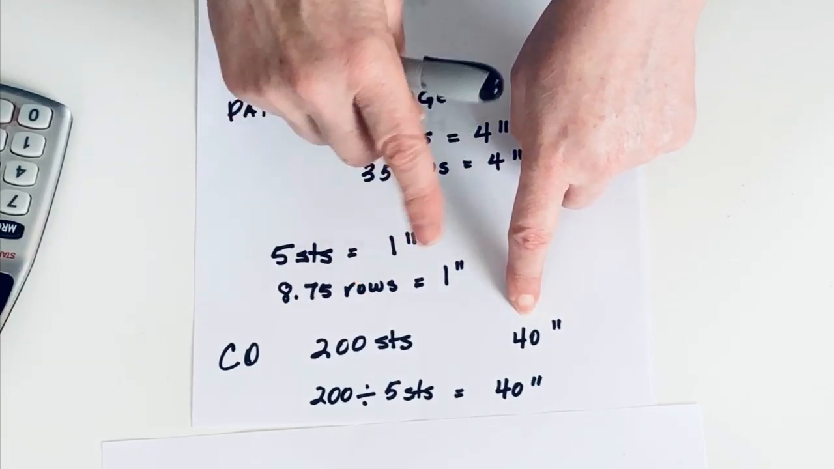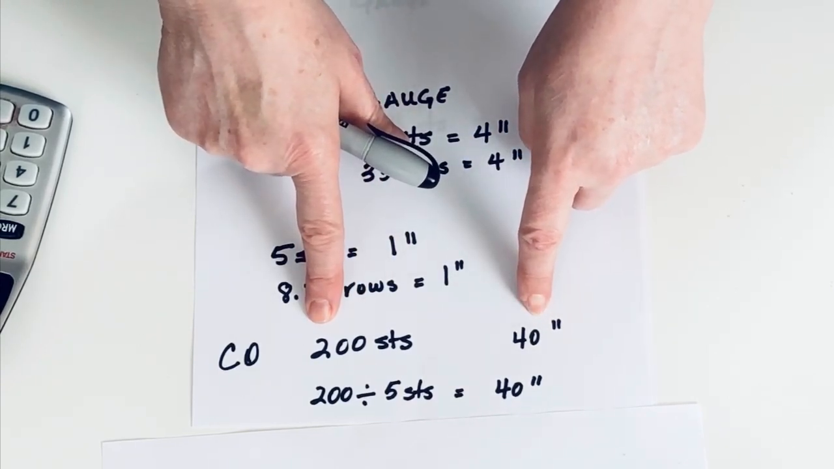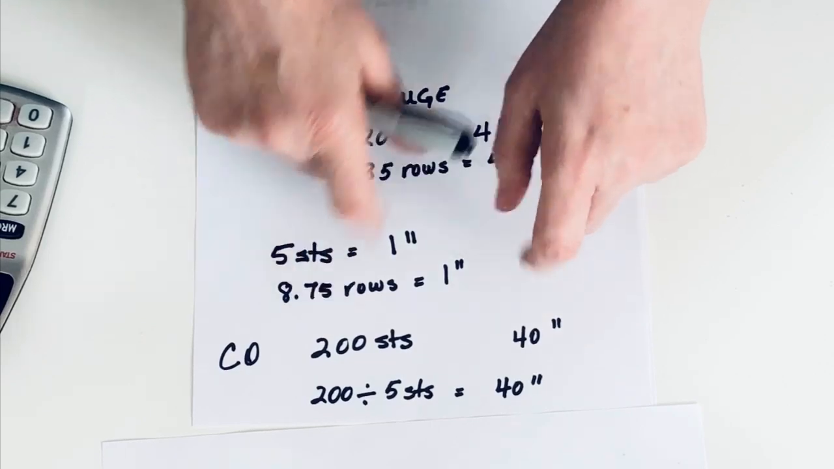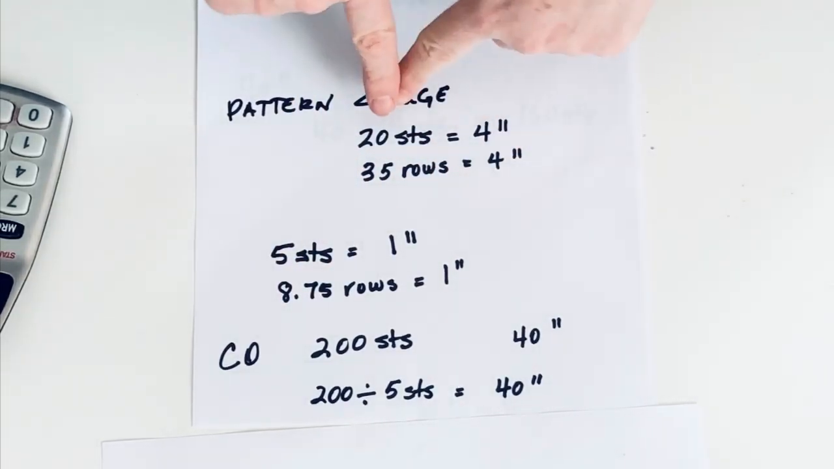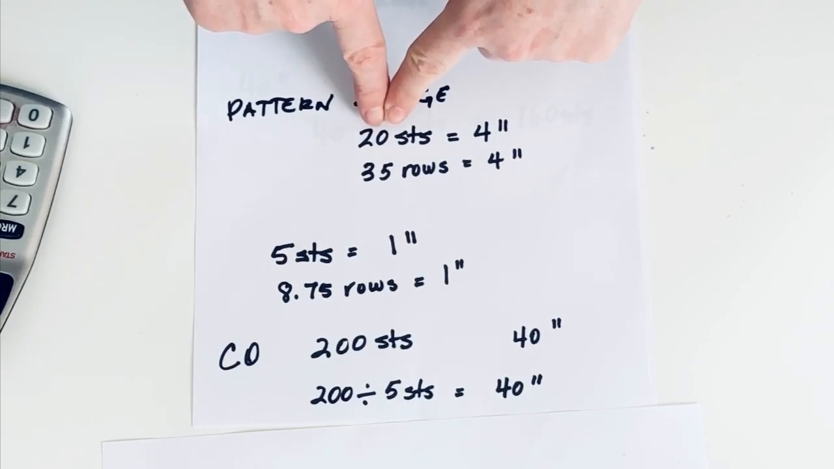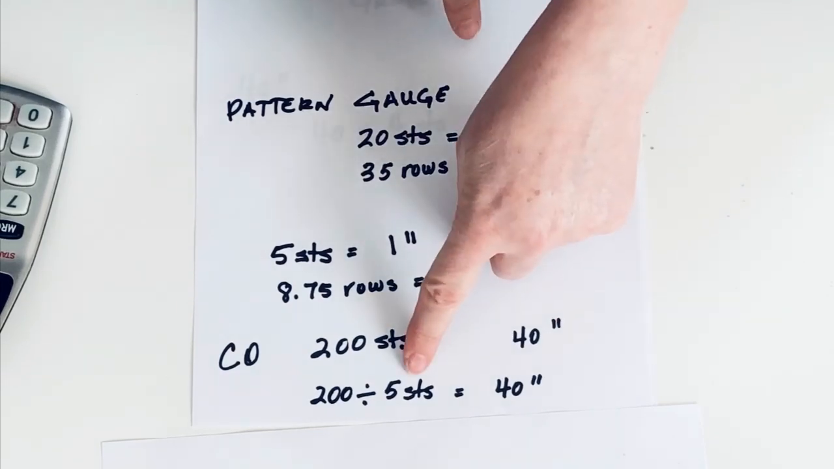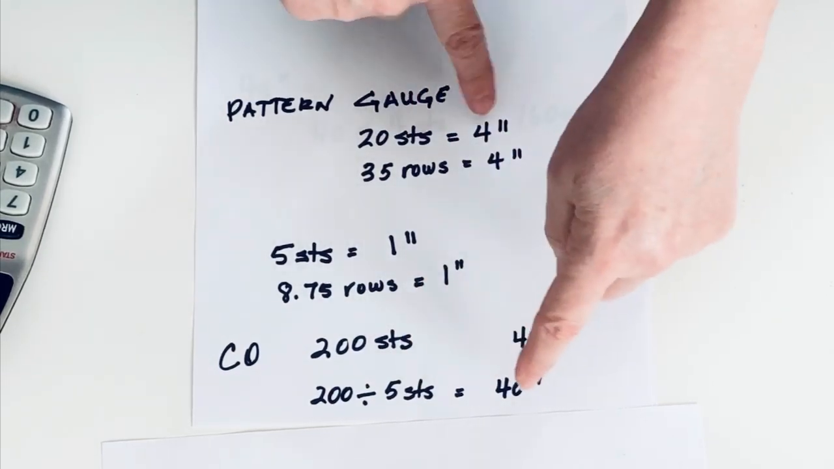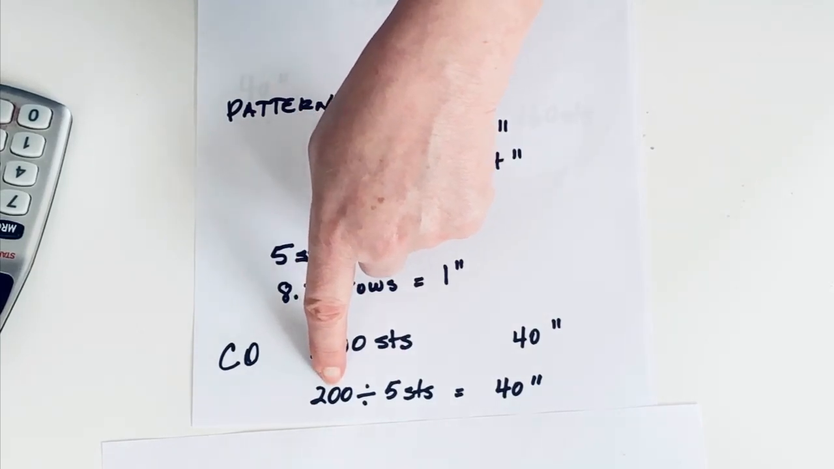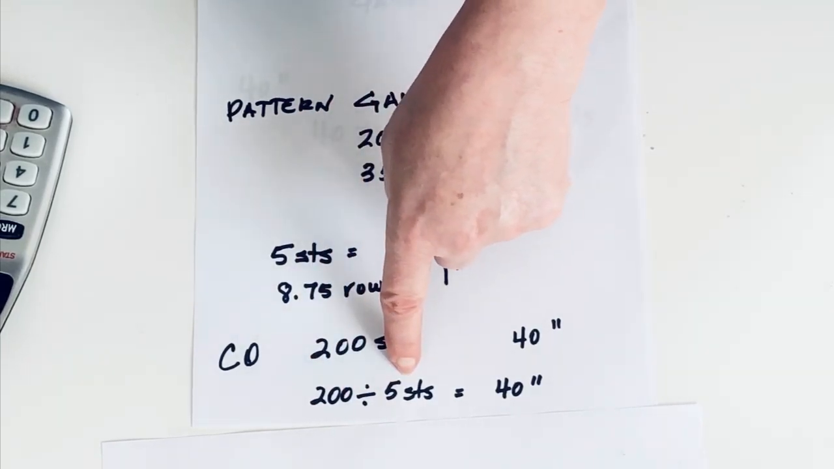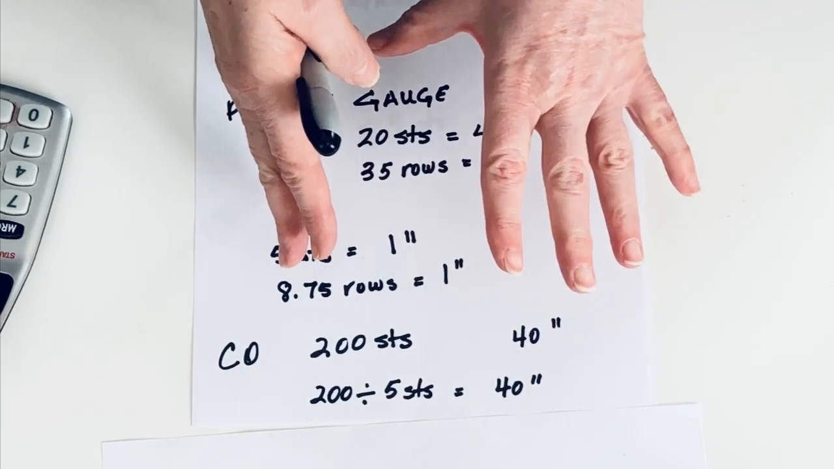So I know that according to this pattern, 200 stitches is going to give me 40 inches of fabric. That makes sense, because my gauge was 20 stitches, so 5 stitches per 1 inch, 20 stitches per 4 inches. And if I divide 200 stitches by 5 stitches for each inch of fabric, I get 40. So all of that makes sense.